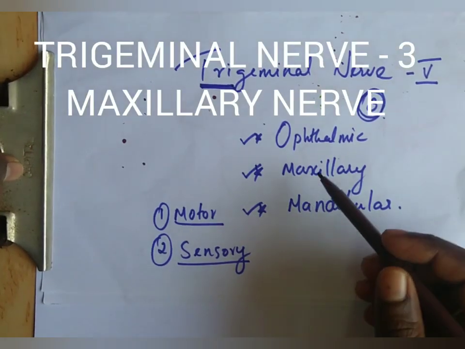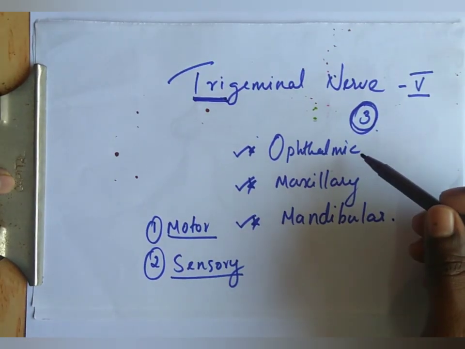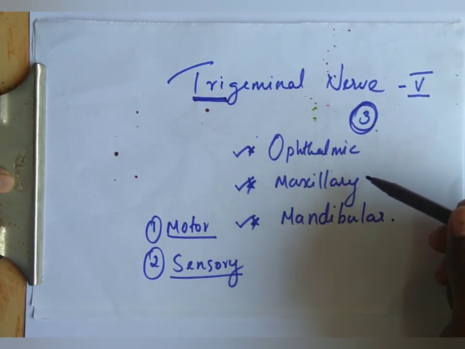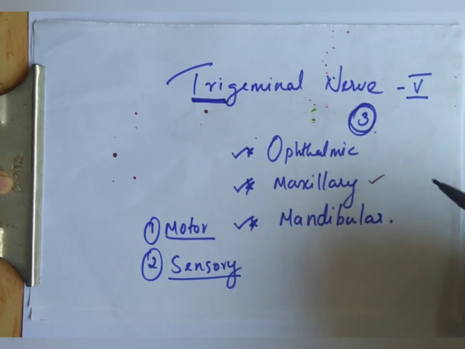Good morning. In our last video, we have seen the formation of the trigeminal nerve and its three divisions, including the trigeminal ganglia. Kindly refer to our previous video for the introduction of the trigeminal nerve. In today's video, let us study the maxillary nerve.